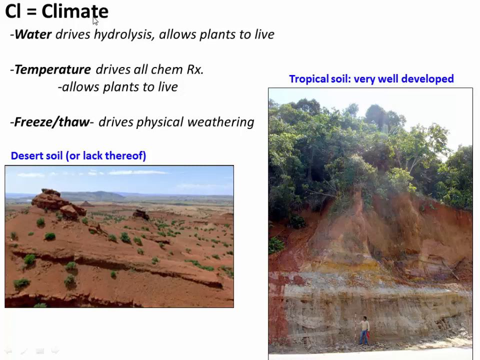Climate is super important. Water is necessary to drive weathering reactions like hydrolysis and also to support plant life, which delivers organics. Without water, there is no soil, period. Temperature is also really important. All of the chemical weathering reactions go faster at high temperature. And of course, plants can't live in freezing cold either. So those are a couple of reasons that climate obviously is very important, especially related to plant life.